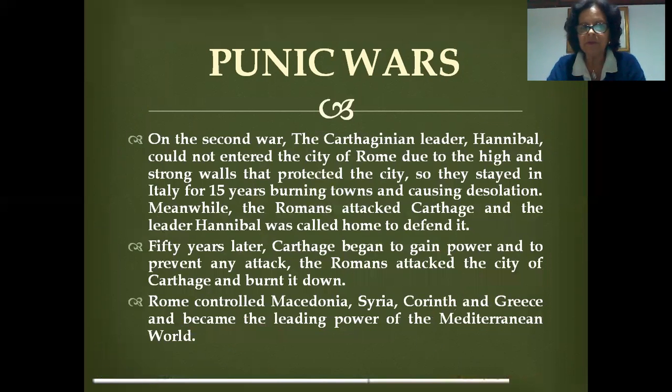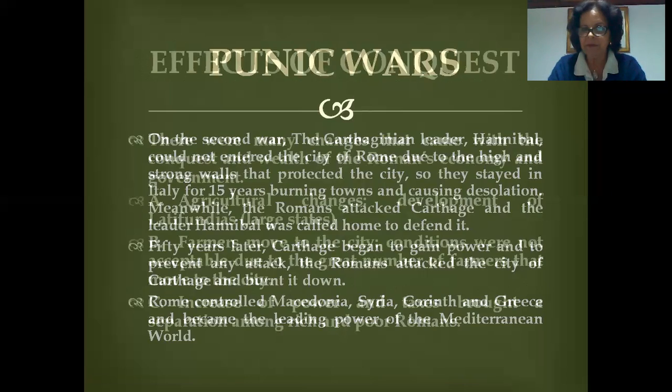And then we continue with the second Punic War, in which there was a leader called Hannibal. He could not enter the city of Rome due to the high, strong walls that protected the city. While he was trying to attack Rome, the Romans were attacking his city, Carthage, and the leader Hannibal had to be called home to defend it. Fifty years later, Carthage began to gain power and prevent any attacks. Rome controlled Macedonia, Syria, Corinth, and Greece, and became the leading power of the Mediterranean world.